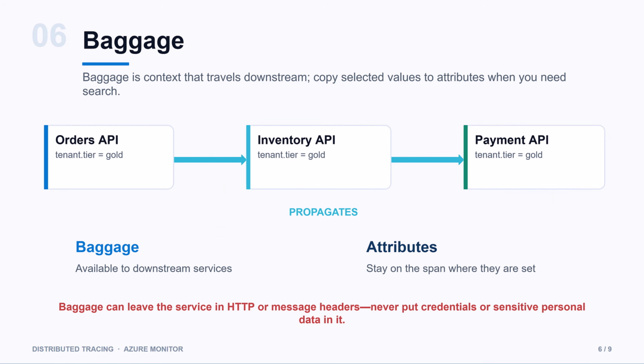Baggage is context that travels downstream. Copy selected values to attributes when you need to search on them. For example, in the scenario down below, we have a tenant tier baggage that, as you can see, is able to traverse through different spans. The difference is that baggage is available to downstream services. Attributes stay on the span where they are set. Baggage can leave the service in HTTP or message headers. Never put credentials or sensitive personal data in it.